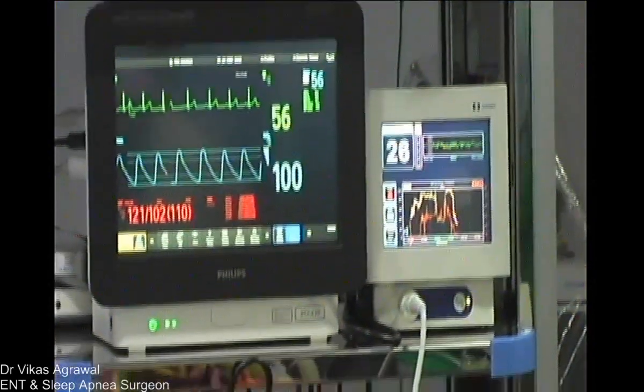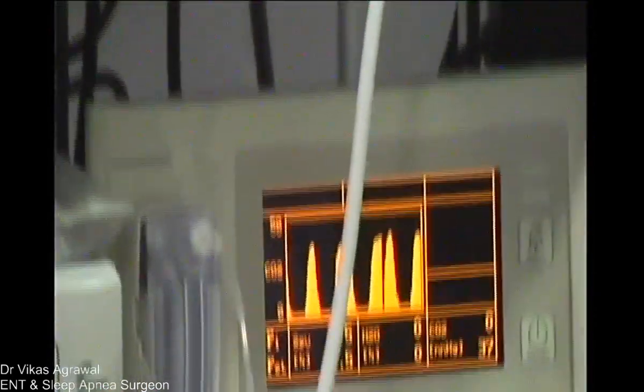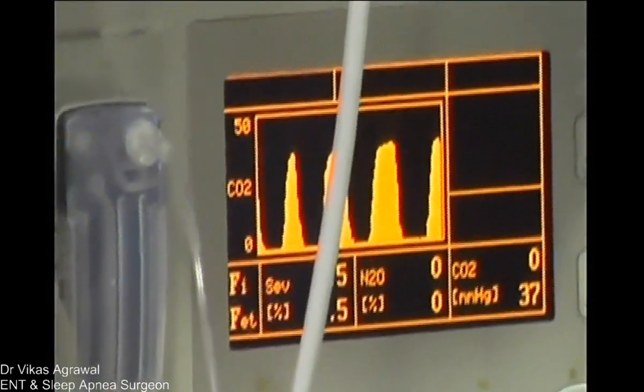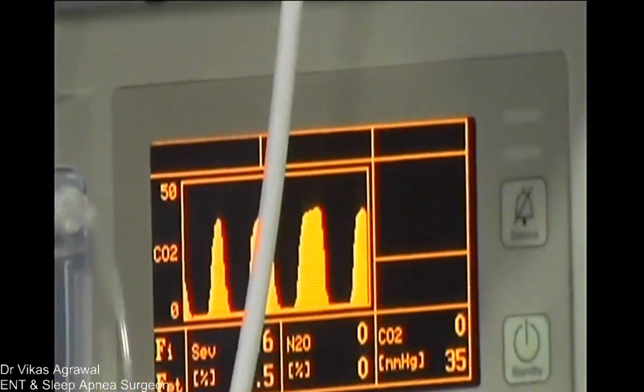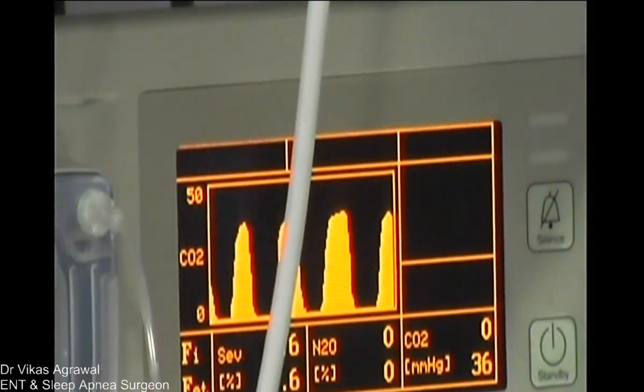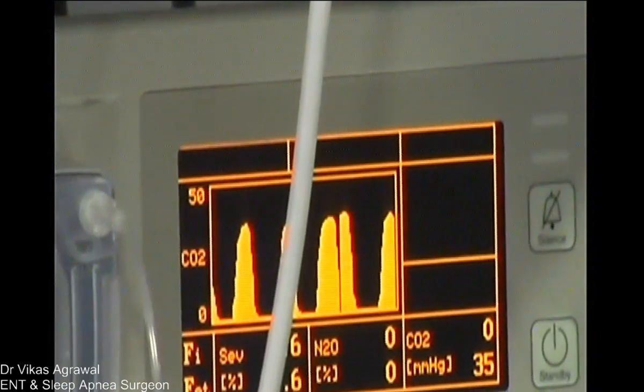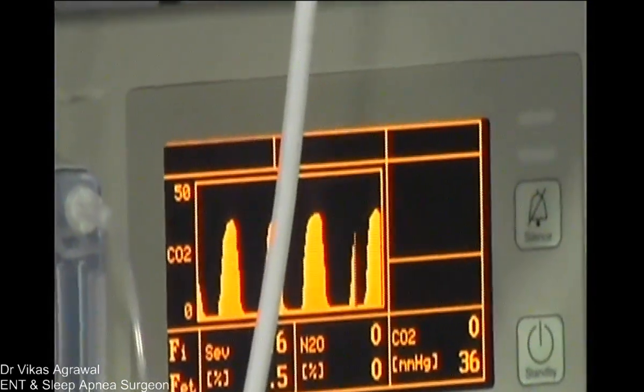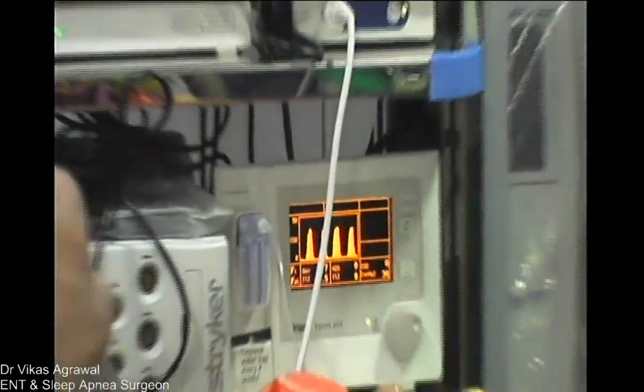Now show the EtCO2 graph down. Now you can even see the EtCO2 which is put onto the LMA. So EtCO2 shows that the patient is getting properly ventilated. So we have everything in place for a difficult intubation. We know that these are the difficulties which we are going to face.